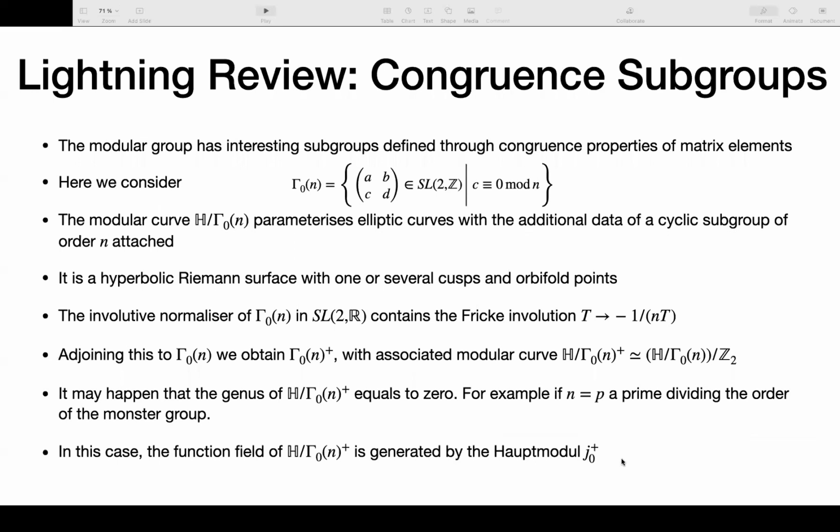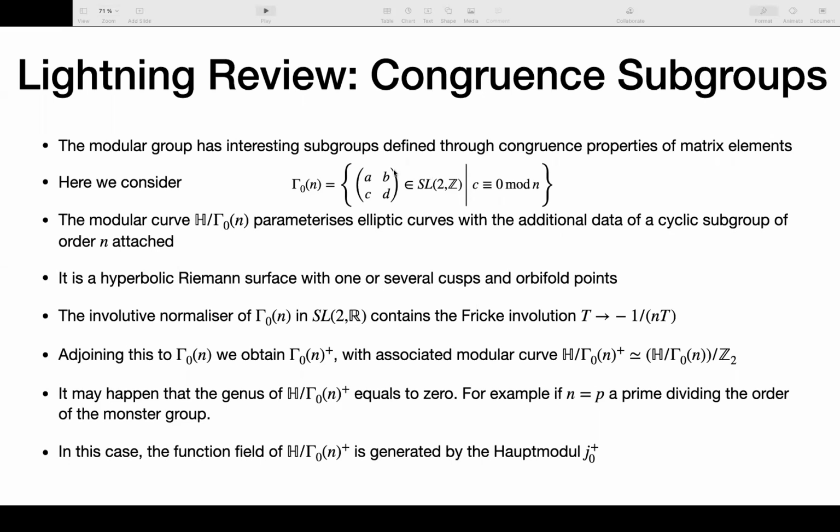Just maybe a review for those of you who are not so familiar with this story. The modular group has interesting subgroups, which are defined through congruence properties of the matrix generators. And here we just consider this particular group Gamma_0(N), which is defined by all matrices in SL2 which have this entry equal to 0 mod N. So this looks ad hoc, but it's a nice object mathematically, which parameterizes elliptic curves where you specify a cyclic subgroup of order N. And this is a hyperbolic Riemann surface where you have one or several cusps and orbifold points.